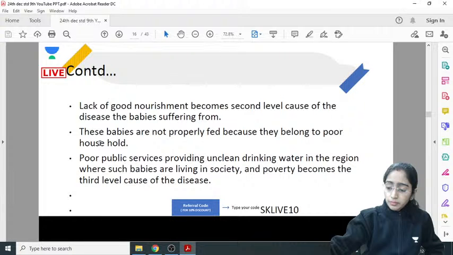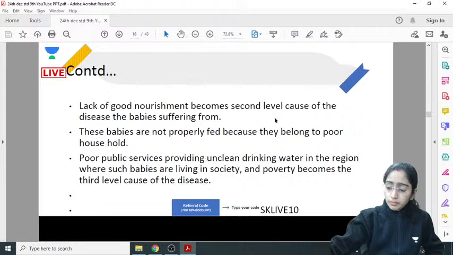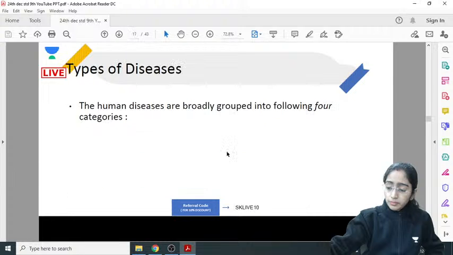So, immediate causes: if we see a person suffering from any disease, what are the different causes that can come? First level of cause, it might be some pathogen affecting. Second level of cause, it might be nourishment, due to lack of proper nourishment the disease is there. And the third level of cause is somewhere the sanitation; unhygienic conditions can lead to it. Clear?